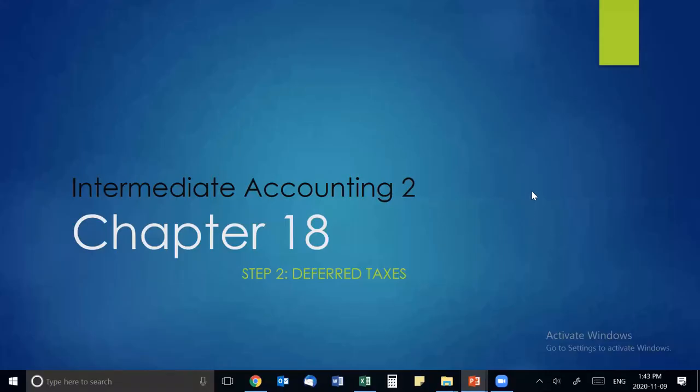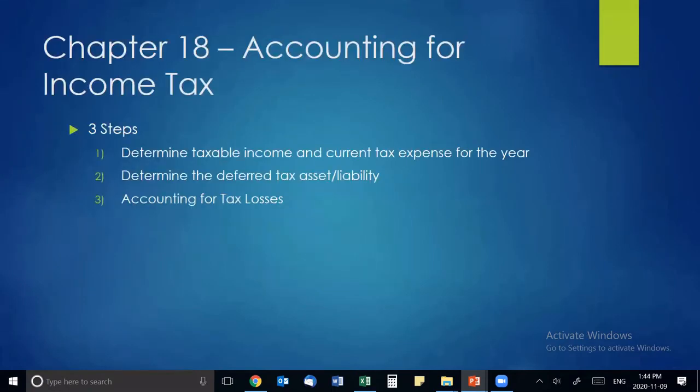Hi, everyone, and welcome to Intermediate Accounting 2, Chapter 18, Step number 2, Deferred Taxes. So we did step number 1 in the last video, where you have to determine the taxable income and current tax expense for the year. In this video, we're going to determine the deferred tax asset or liability and deferred tax expense for the year. And then in the next video for Chapter 18, we're going to go through the accounting for tax losses.